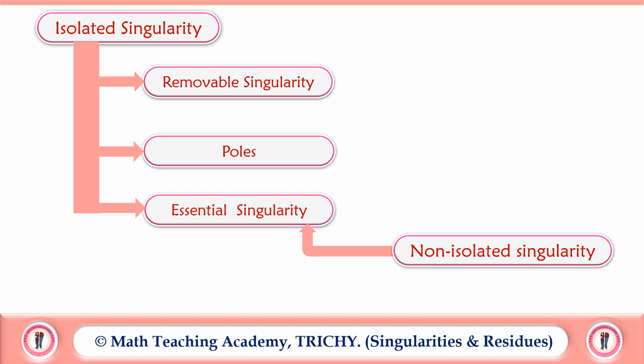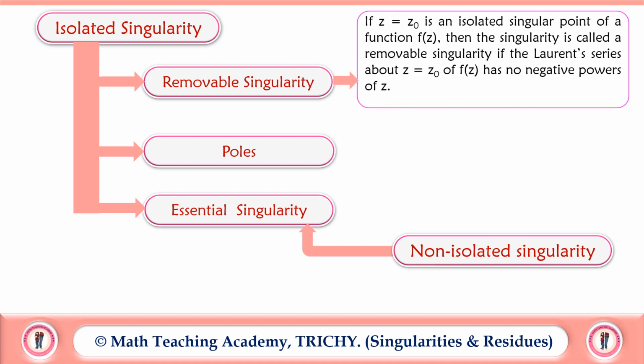Now we are going to look at what is removable singularity. If z is equal to z0 is an isolated singular point of a function f of z, then the singularity is called a removable singularity if the Laurent series expansion about z is equal to z0 has no negative powers of z. That is, if the Laurent series expansion contains no negative powers of z, then the isolated singular points are called removable singular points. That is why this singularity is called removable singularity.